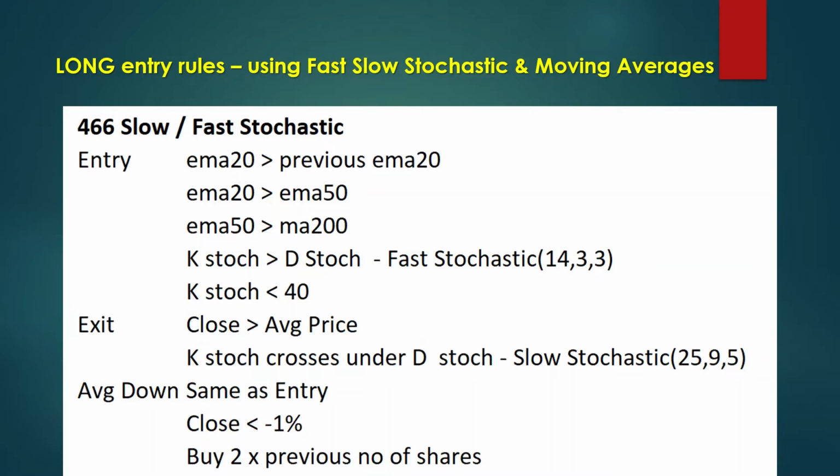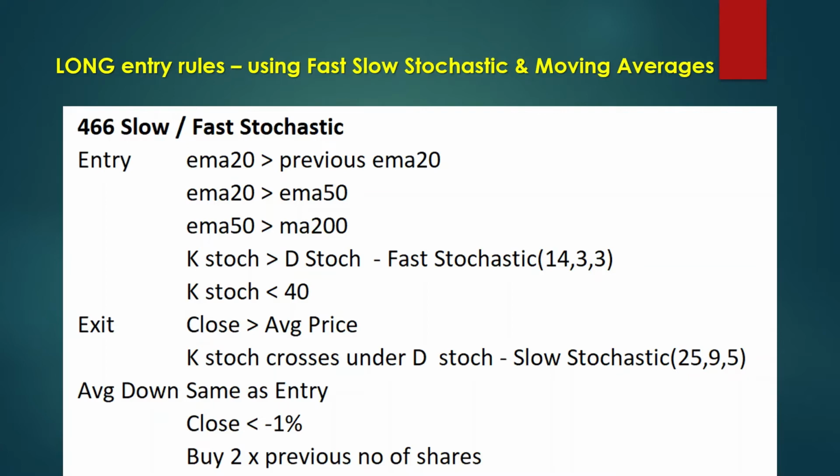That's our entry parameters. We exit the trade when the close is greater than the average price. We want to make sure we're profitable. And we exit when the slow stochastic, 25, 9, 5, the K line crosses under the D line. That's our exit strategy.